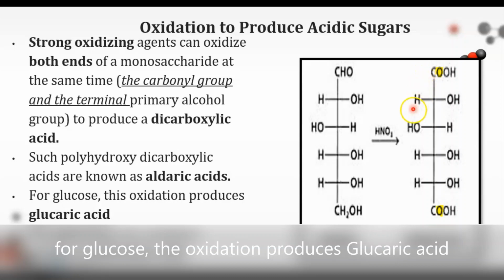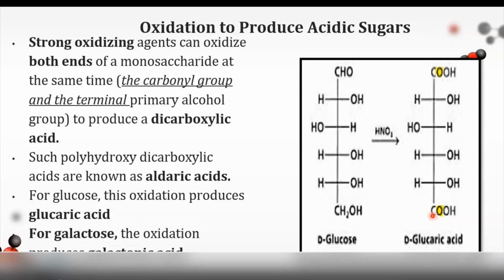Next, what happens to our primary alcohol that is found on the terminal end? There will also be an addition of an oxygen, forming carboxylic acid. Thus, they produce dicarboxylic acid. Such polyhydroxy dicarboxylic acids are known as aldaric acid. For glucose, the oxidation will produce glucaric acid.